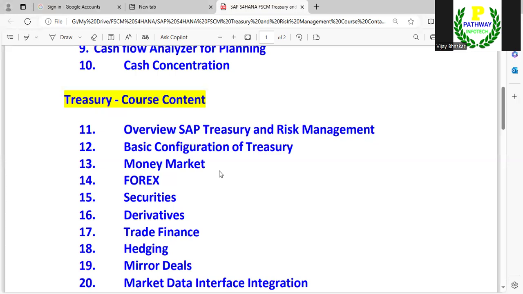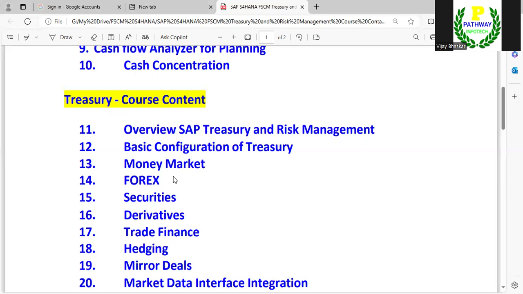For money market, the products which I am going to cover are the fixed term deposit, the variable interest rate instrument, and the facilities. These are the basic topics which I am going to cover. In case time permits, I am going to cover the deposit at notice also.